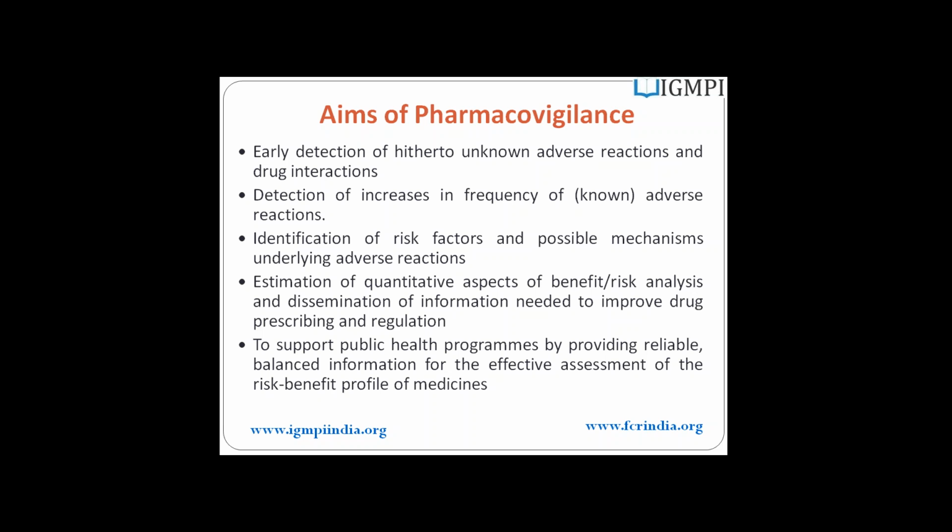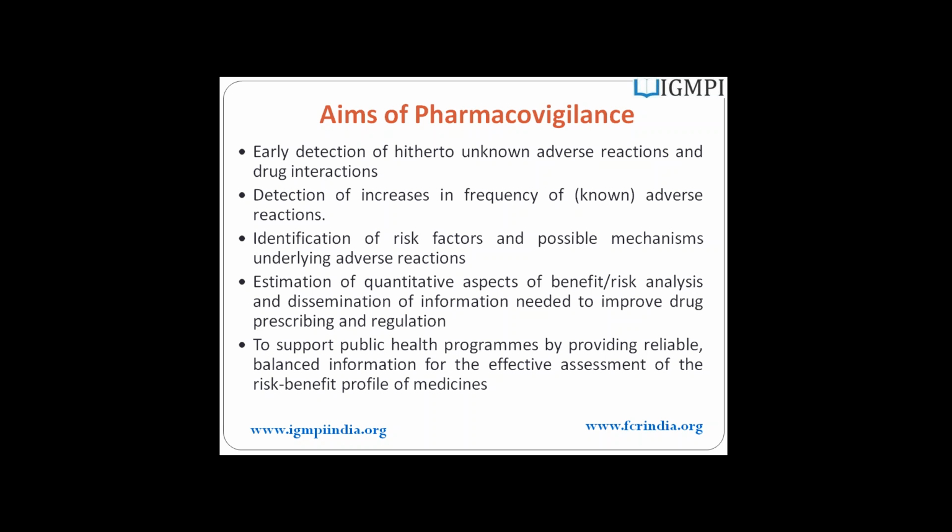We also need to disseminate the information gathered with respect to a particular drug to improve drug prescribing and regulation. Because until the cumulative information gathered from various sources, and the analyzed information, is shared with the various stakeholders like prescribing physicians and regulatory authorities, the very aim of pharmacovigilance won't hold good. Whatever cumulative information we have gathered with respect to the benefit and the risk, we need to share it with the respective stakeholders.